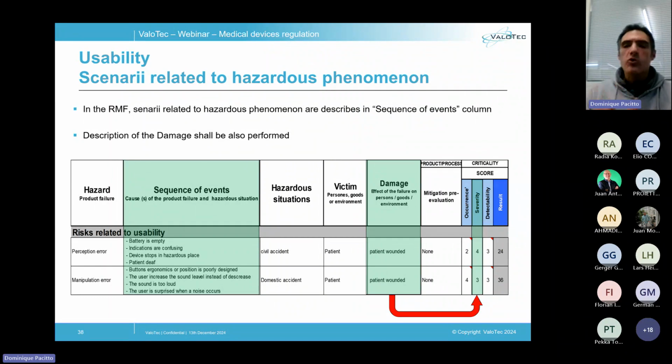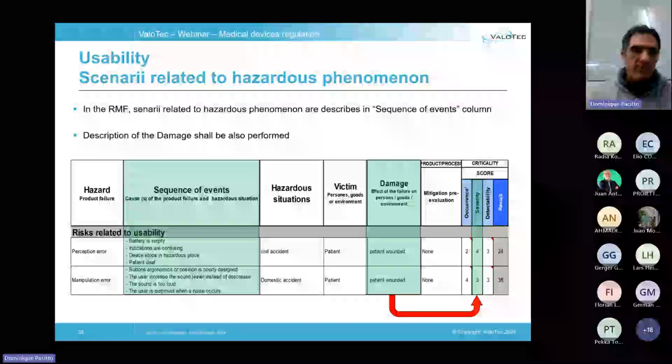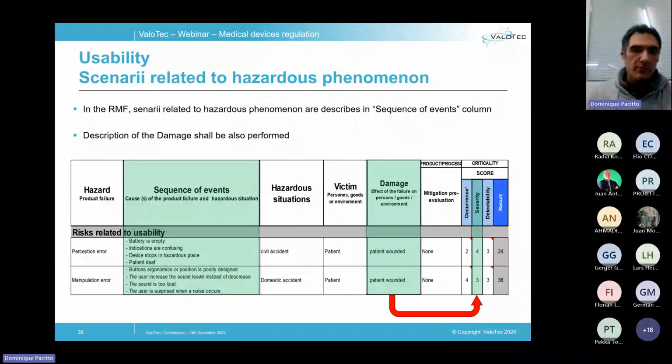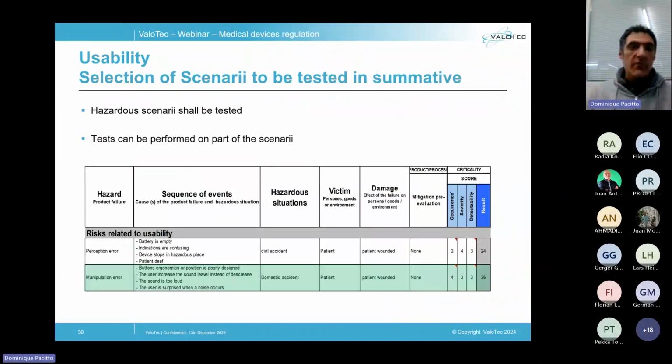And this is also required in clause 5.4. Clause 5.5 requires to select the scenarios to be tested in summative evaluation, only summative evaluation. I will detail the difference between summative and formative evaluation in a few slides.